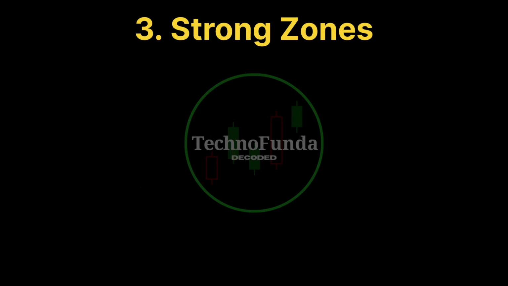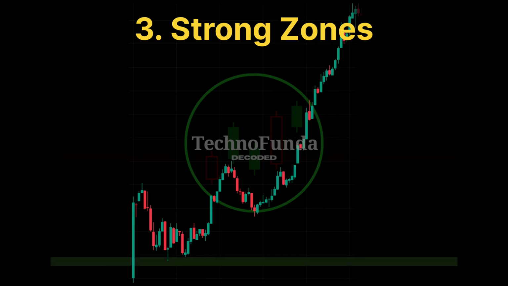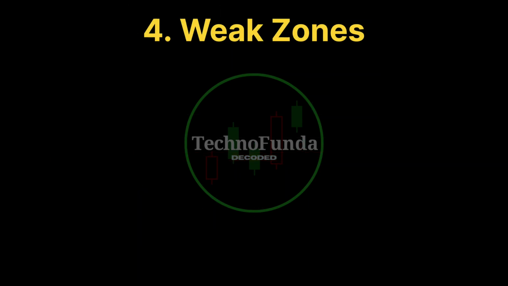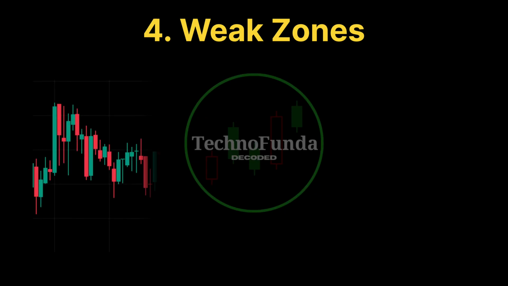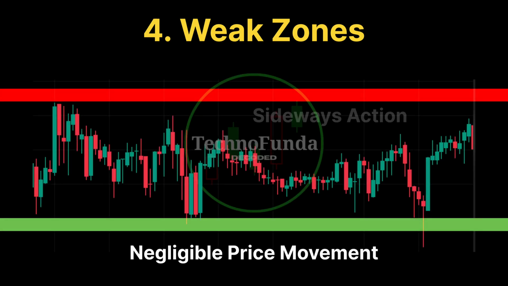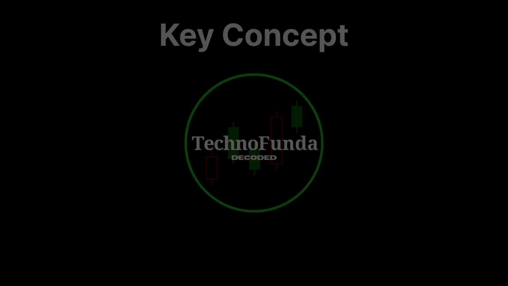Third, strong zones. Zones that led to a very sharp and strong price move, either upward or downward. It shows strong bulls or bears presence at that zone. Fourth, weak zones. Zones that led to a slow or weak move. These are less reliable.